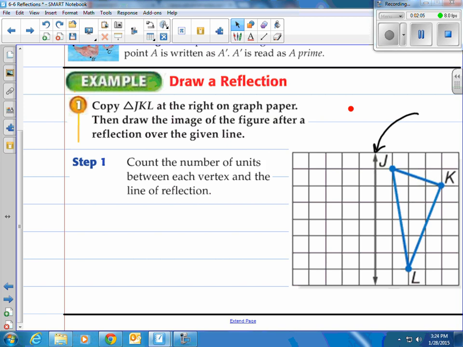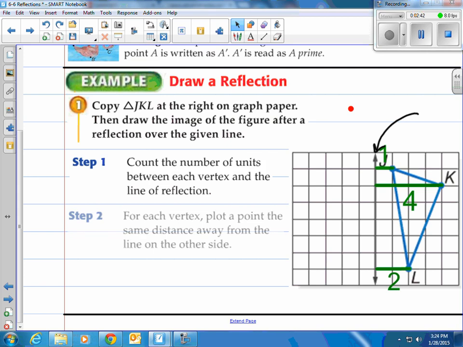Well, it says count the number of units between each vertex and the line of reflection. Vertex, that's where two of the lines meet, what you might call the points. You can see the points, J, K, and L. Those are the vertices, or the vertexes, if you want to call it that way. So we have to measure how far away they are from the line, directly from the line, 90 degrees to the line, straight to the line. And notice that the first point right here is 1 away. The point K is actually 4 away, and point L is 2 away.